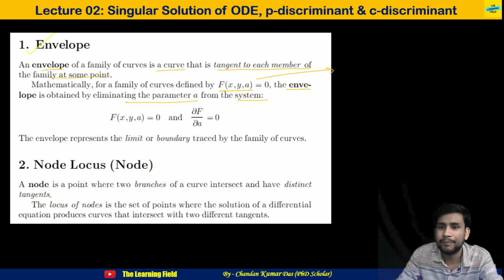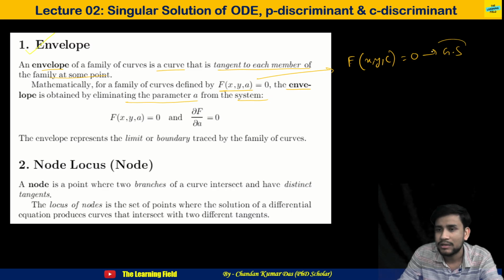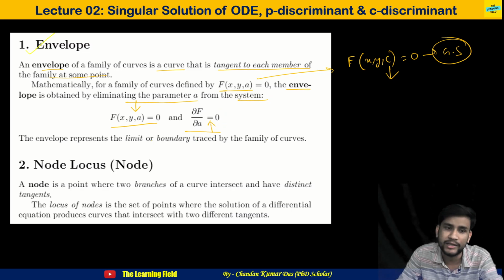That is, this f(x, y, a) or f(x, y, c) means this is the general solution portion. If we write the general solution in this way, first for a first order differential equation, we have to eliminate this c by any way. And if we eliminate and get the solution that satisfies the original differential equation, it is said to be the envelope or singular solution, from the system f(x, y) equal to 0 and del f del a equal to 0. This is the original solution and this is the first order partial derivative with respect to a. The envelope represents the limit or boundary traced by the family of curves. So this line is also very important. So this is the definition of envelope.